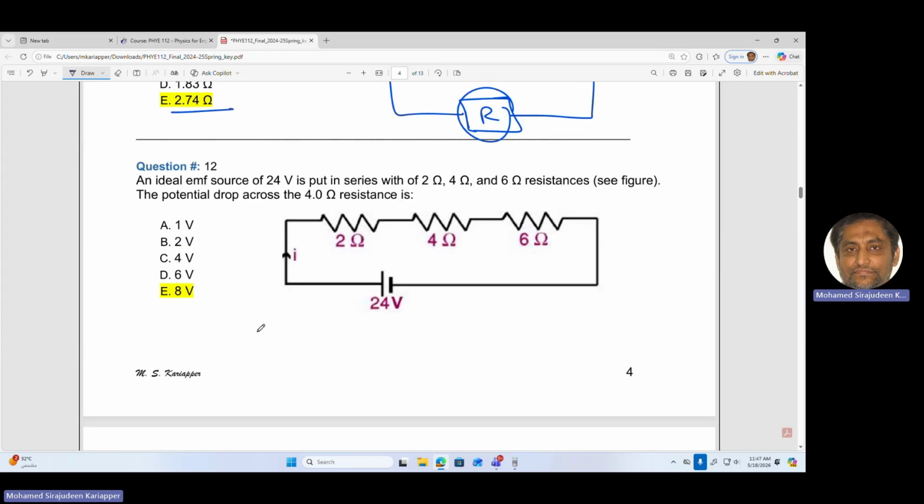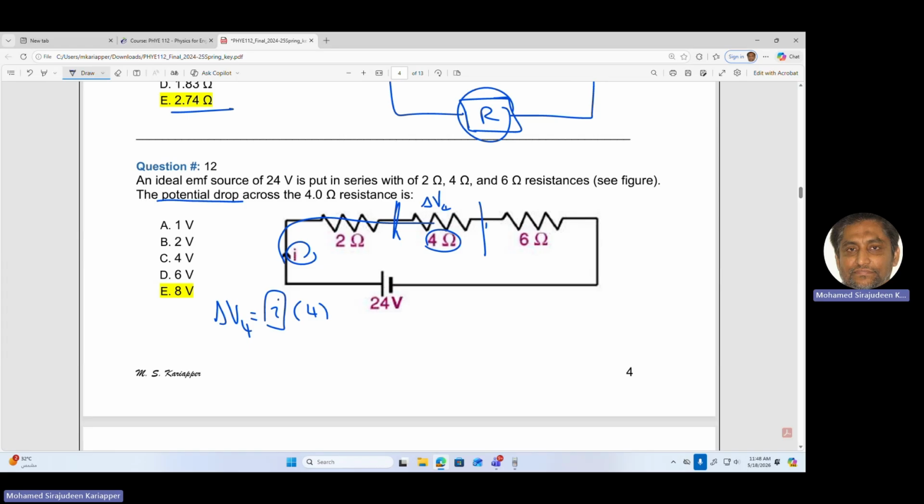Number 12. An ideal EMF source of 24 volt is put in series with this. These are in series. What is the potential difference across this? This is the question. If I know the current, the answer is simple, right? So delta V4 will be the same current going through all of them, so that current multiplied by 4. But do I know the current? No. So we must be able to find the current.